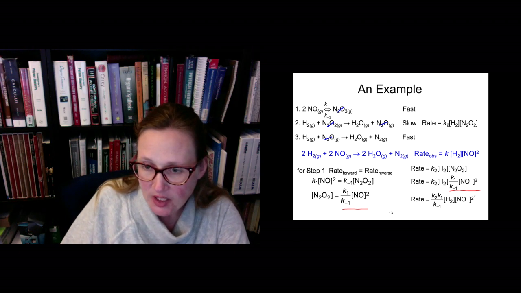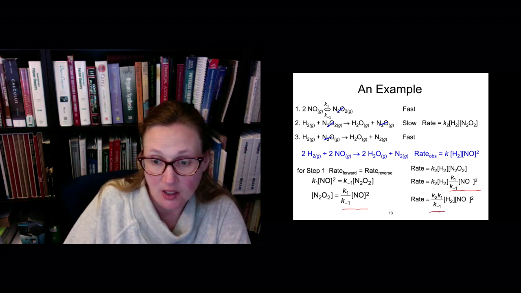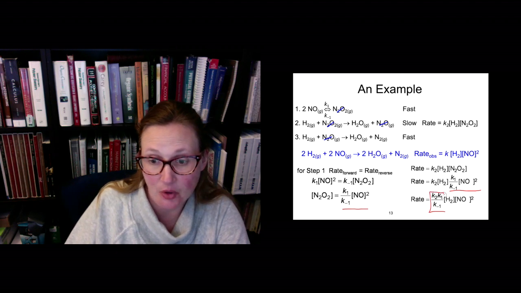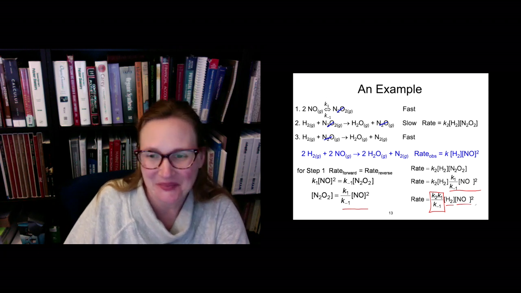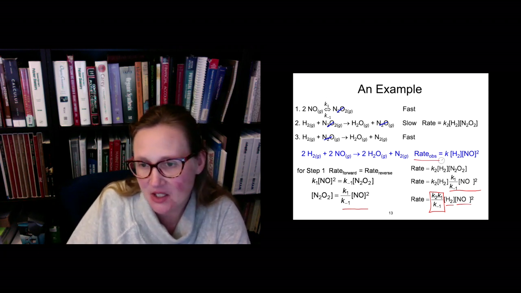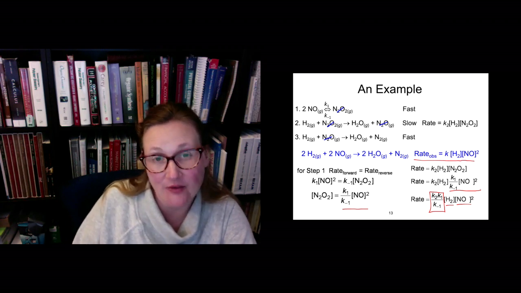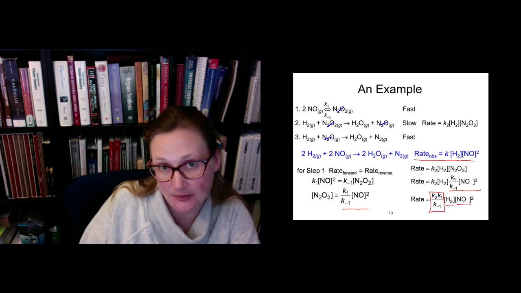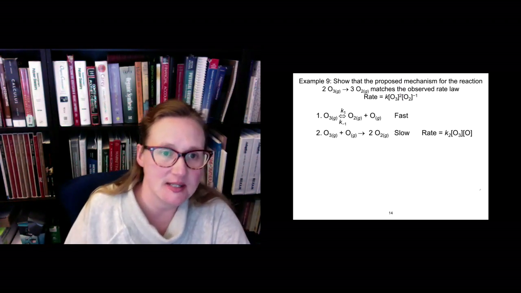Now we can rearrange this equation in terms of our rate constants, where K2 times K1 over K reverse just becomes a simple rate constant times H2 times NO squared. And you can see that that matches our overall rate law that we observe. So we have just validated this mechanism.